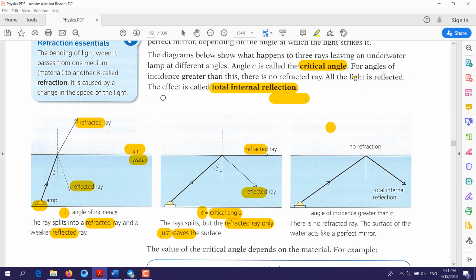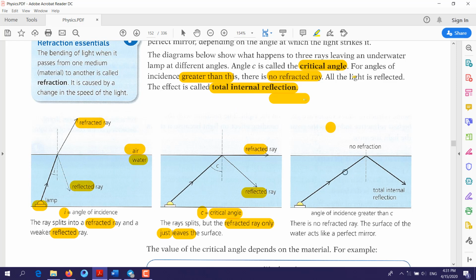For angles of incidence greater than this, there is no refracted ray. What does that mean? Here, this angle is the critical angle. When we go a degree just above the critical angle, what will happen? There will be no refracted ray. All of the incident ray will reflect. This we call total internal reflection.